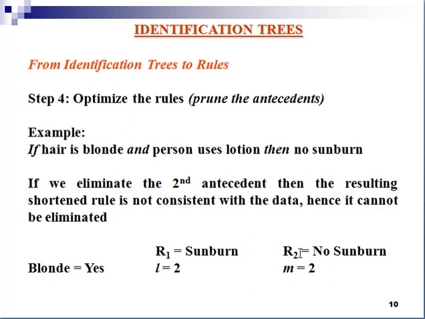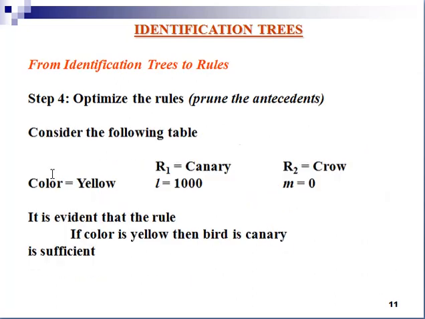Another example can be if hair color is blonde and person uses lotion, then no sunburn. If we eliminate the second antecedent in this example, then the resulting shortened rule is not consistent with the data, hence it cannot be eliminated, right? So if I am eliminating this one here, that person uses lotion, and I am only using this antecedent that hair color is blonde, then only this antecedent is not enough to perform correct classification. So that's why it is not possible for me to remove this antecedent.